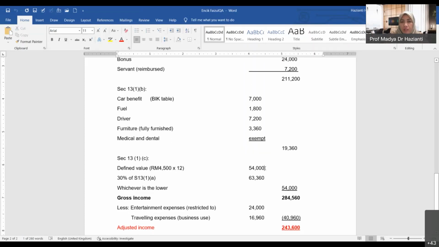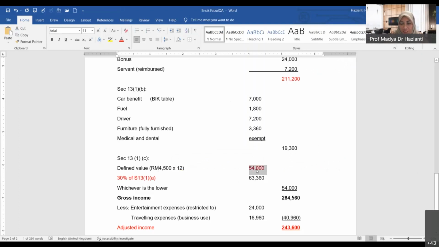So times 12, 54,000. Kita nak lower kan? So kita compare dengan 30% of section 131A. This one. That's why I said this figure is very important. Salah dekat sini, compare salah, let's say lah nombor sini salah. Tapi the lower is nombor ni. So you will bring nombor yang salah ni dekat sini. Kalau macam ni tak apa, if you get this wrong, kita akan bawa nombor yang rendah. We get the lower figure is this one.